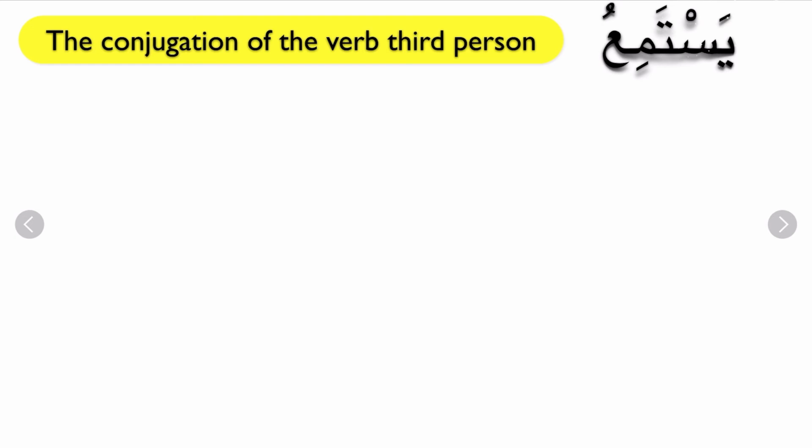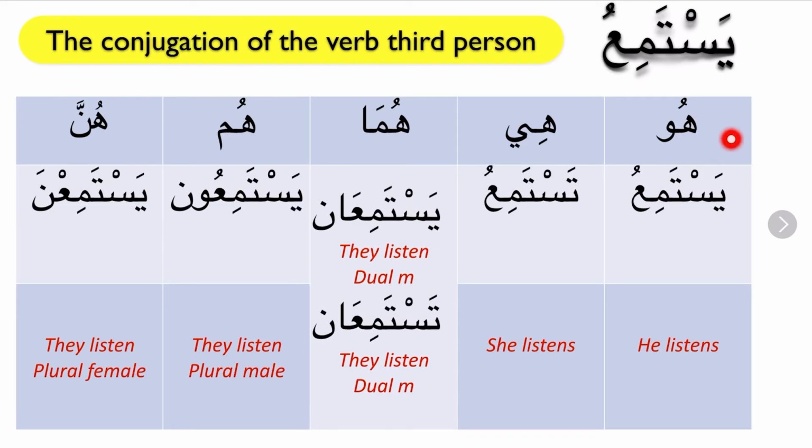The conjugation of the verb يستمع with third person: هو يستمع he listens, هي تستمع she listens, هما يستمعان they listen, dual male, هما تستمعان they listen, dual female, هم يستمعون they listen, plural male, هن يستمعن they listen, plural female.